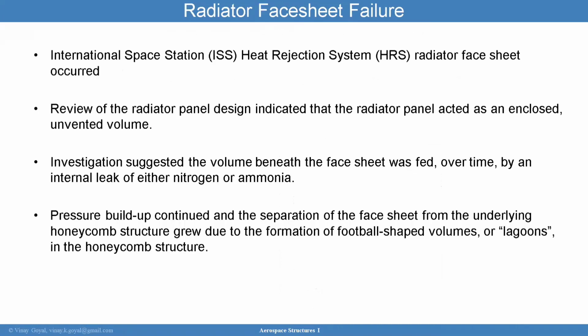Here's an example of the radiator phase sheet failure. The International Space Station heat rejection system radiator phase sheet failure occurred. And again, it was an unvented situation where the air could not escape when we went to space, as an example.